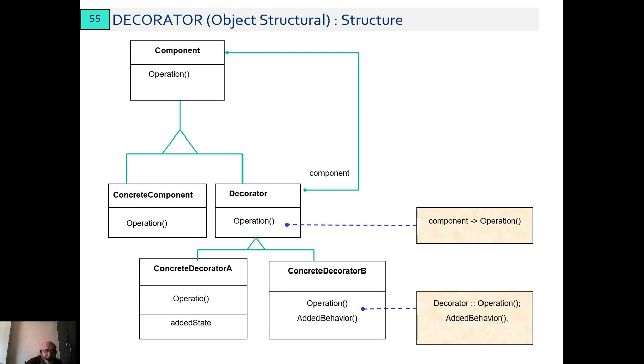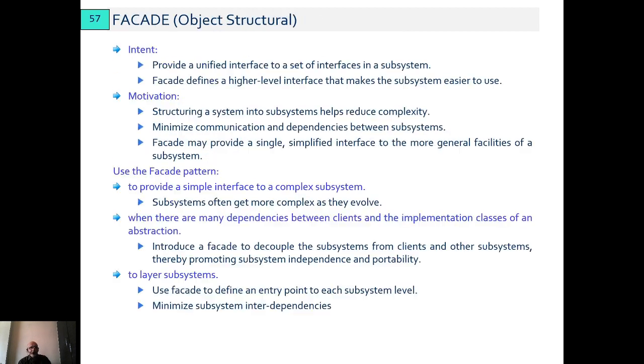So there is another example. Just see to it that an abstract component can have a concrete component. A decorator can have concrete decorators A, B, C, D, and you can have operation invocation from the decorator, but you can have added state or added behavior. What you can add to the object is only state or behavior, because an object is seen as state plus behavior. So this is just about the participants.